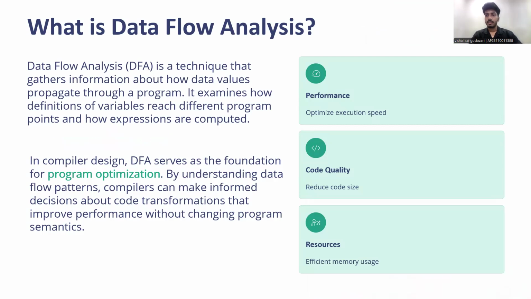Data flow analysis, or DFA, is a technique used by compilers to track how data moves through a program. In simple terms, it answers questions like: where was the variable defined, is this value still valid here, or can we reuse the previous computation? And why does this matter? Because once the compiler understands this flow, it can speed up the execution, reduce code size, and use memory efficiently. So DFA is not just analysis, it directly drives optimization.